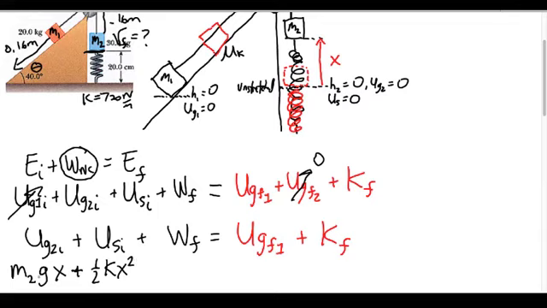Because a lot of people will just go mgh plus 1/2 kx squared, and they don't even realize they added a variable, even though we don't need to add a new variable. There's that. Now, work of friction, I'm going to just break that down step by step.